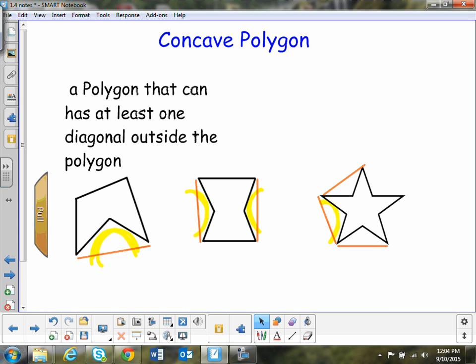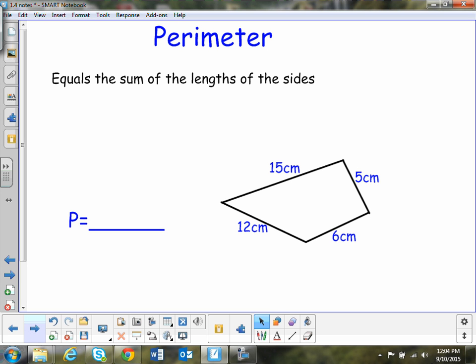All right, everybody good with convex concave? Okay, moving on. Perimeter, you have to write this one down. You did this back in middle school, but be able to do that one. Okay, all you do with perimeter is.